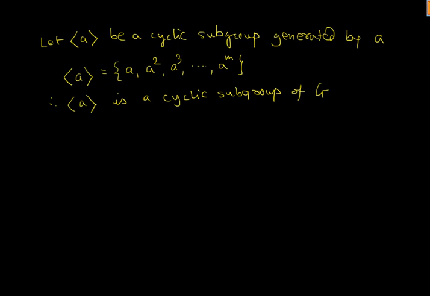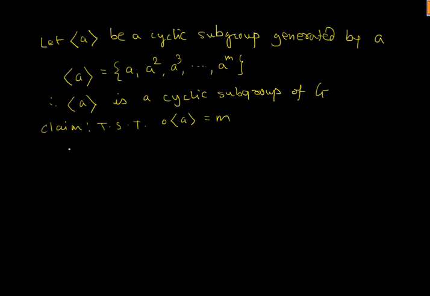Now, can you guess how many elements are in this cyclic group? All right, by observing the powers of A, we may say that the order of this cyclic subgroup is equal to m, because I am observing the powers 1, 2, 3 up to m. But we have to show that it contains m elements. So now our next claim is to show that the order of this cyclic subgroup is equal to m.